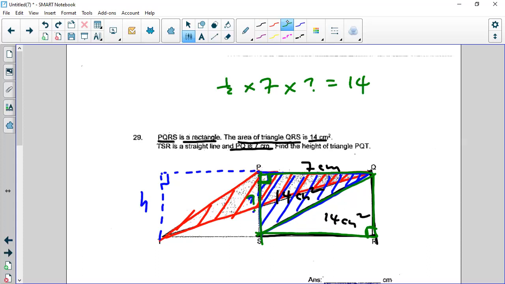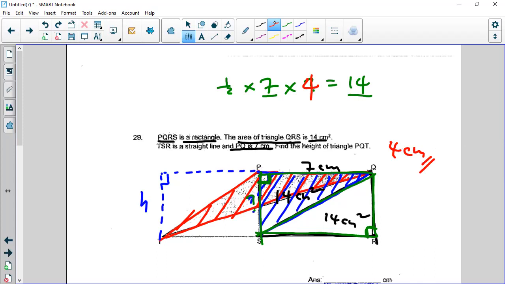So can you find the question mark already? How to find the question mark? You can take half times 7. So how do you do it? Half times 7 times what equals 14? You can take 14 divided by 7, which is 2, working backwards, and then 2 times what? 2 times 2 is 4, right? So you can do some guess and check. If you don't know what number it is, do some simple guess and check. So what's the height? The height is 4 cm. Half times 7 times 4 is equal to 14 cm squared.